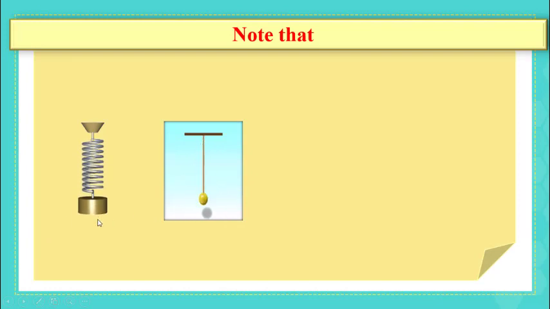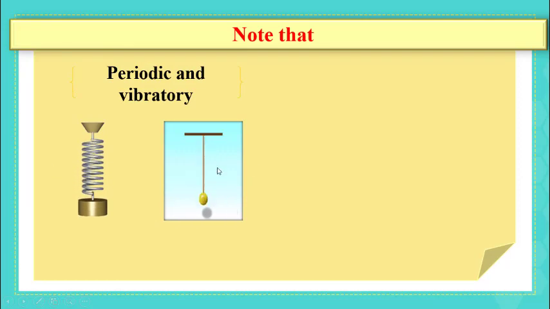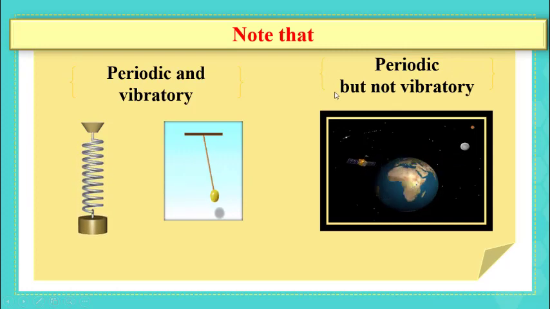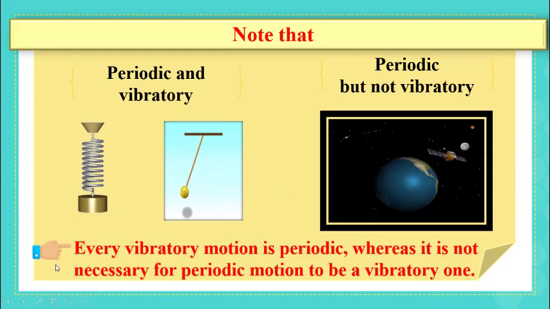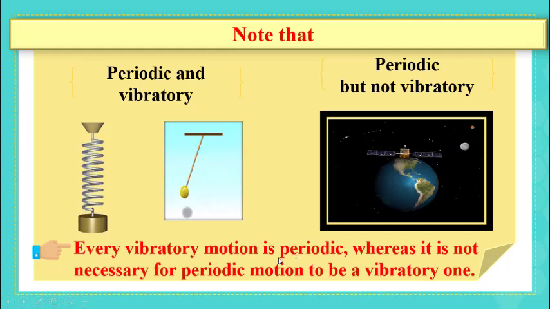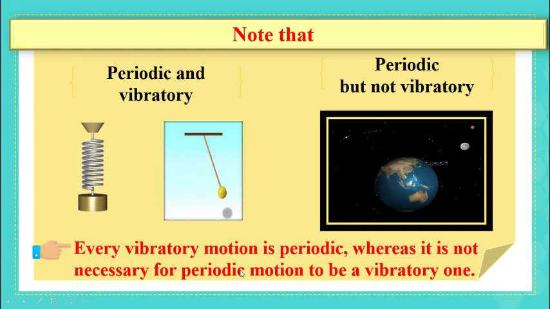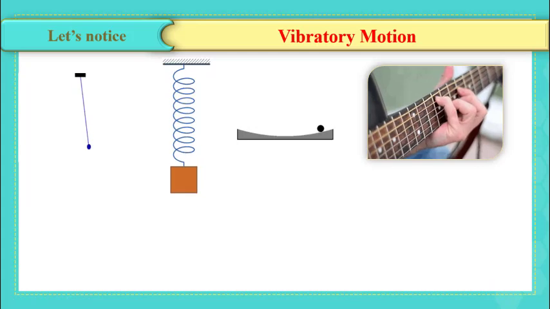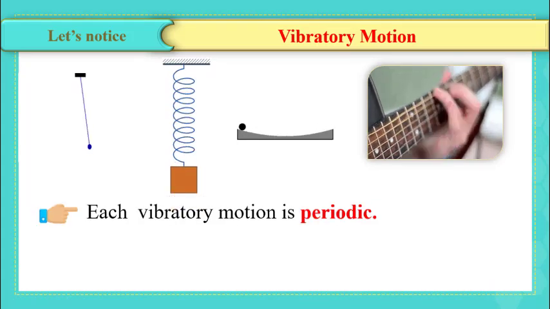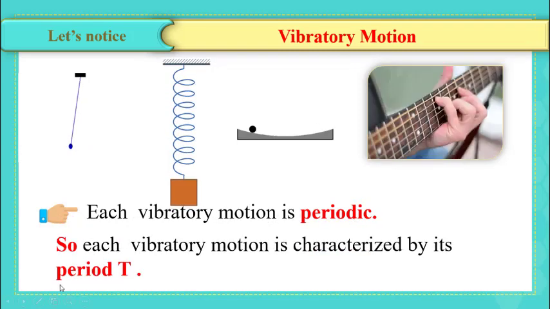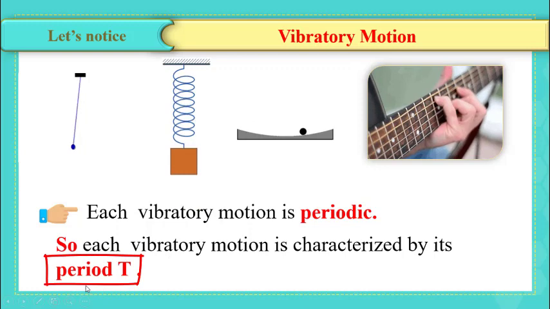Take a quick look at each of the following motions. They are periodic and vibratory, whereas the motion of a satellite around Earth is periodic but not vibratory. Then it's important to note that every vibratory motion is periodic, whereas it is not necessarily for periodic motions to be a vibratory one. The following objects undergo a vibratory motion, and each vibratory motion is periodic. So, each vibratory motion is characterized by its period T.